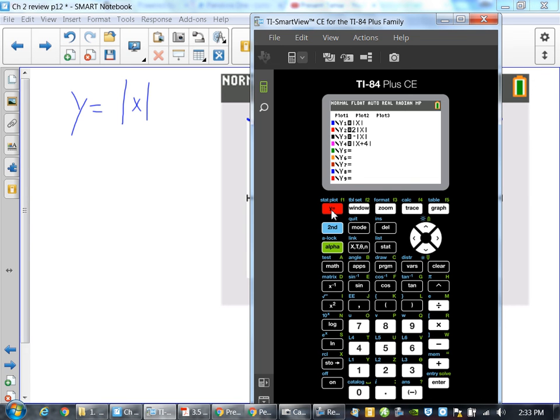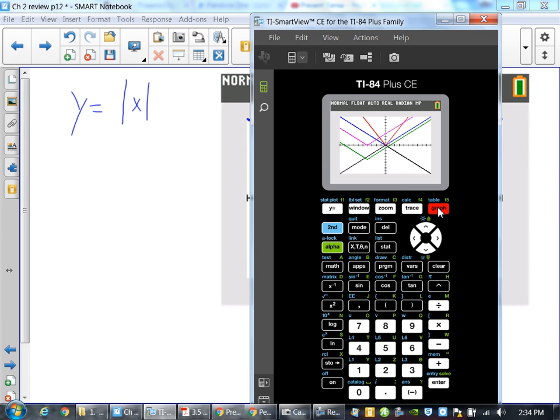Let's do another one. Let's do alpha window 1, x plus 4. Get outside of the parentheses and let's subtract 5. We're moving it around. Down.